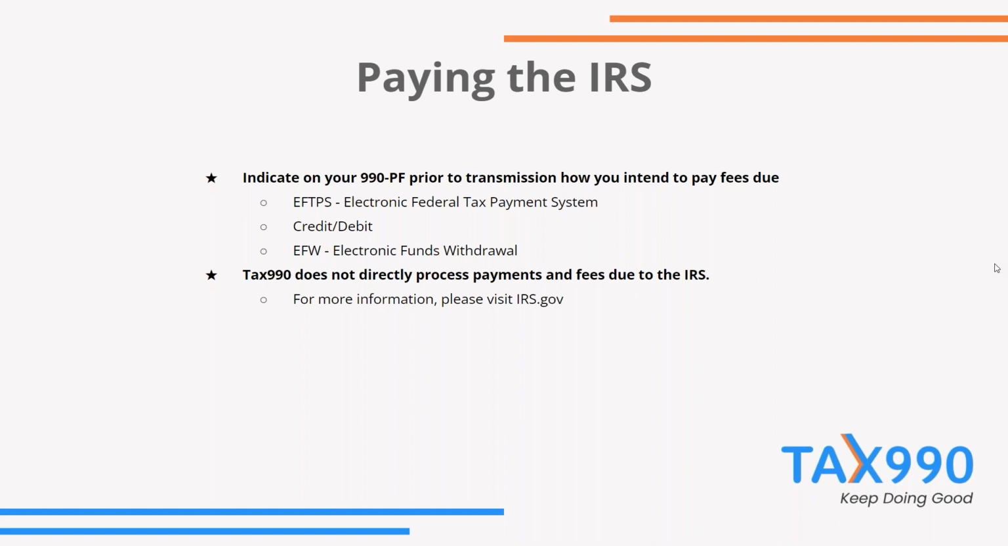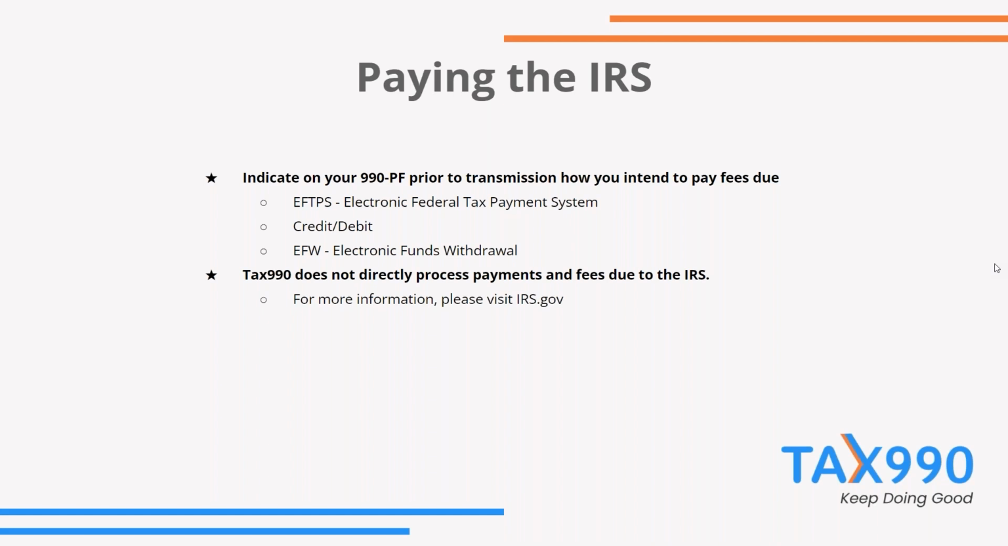When you make a selection on how you intend to pay the IRS, you'll be responsible for following through with the process and making the payment via the chosen payment method. For more information, you'll need to visit irs.gov on the payment process. Please keep in mind, if you have fees due to the IRS and you don't follow through and make those payments, you may accrue penalties associated with that. So in addition to the fees due, you would likely have penalties on top of that. So it's incredibly important that after you transmit your return, you follow up and pay any taxes due.